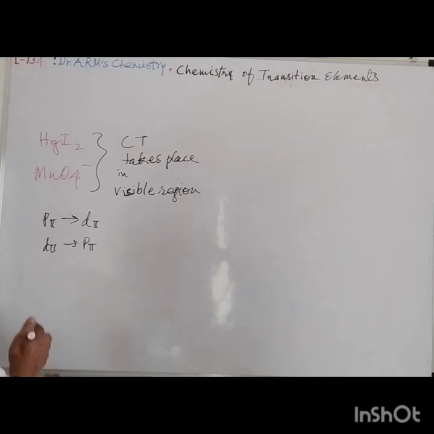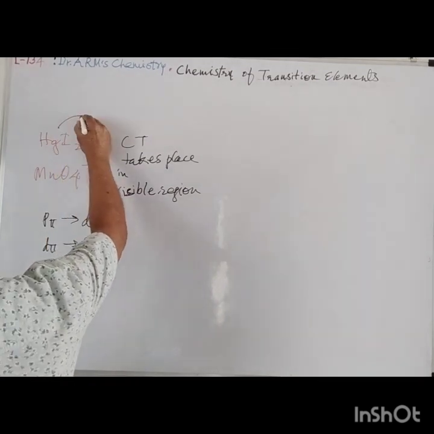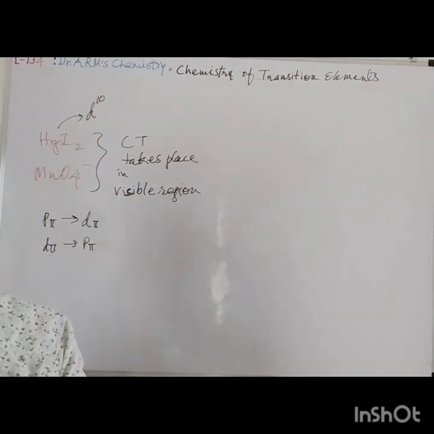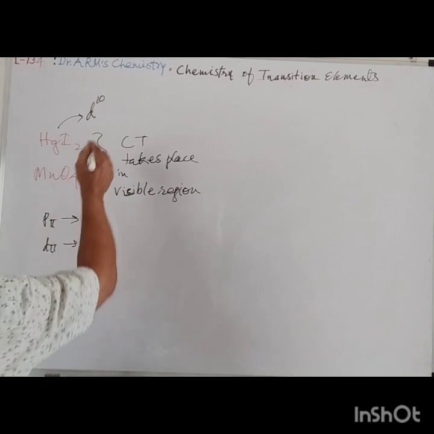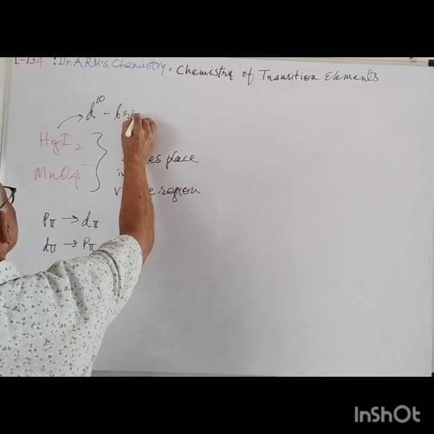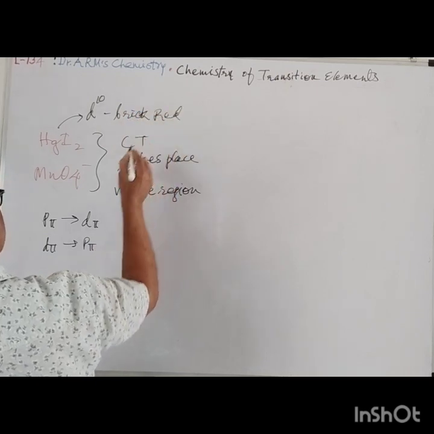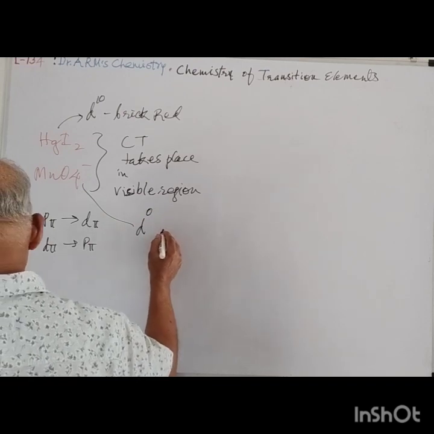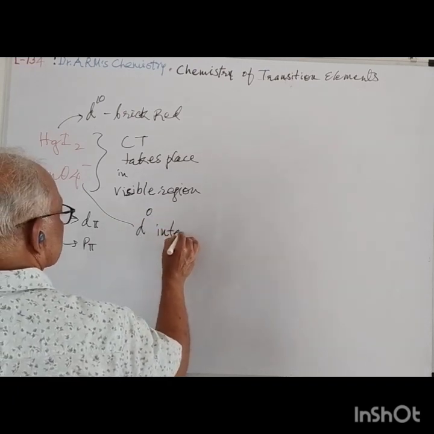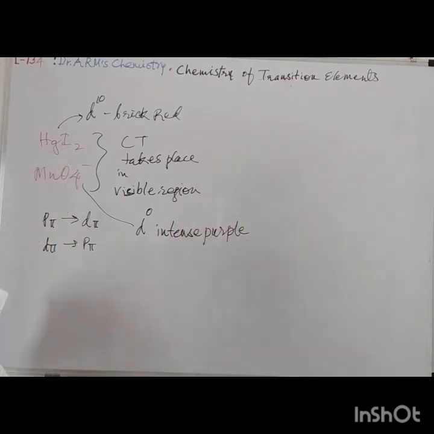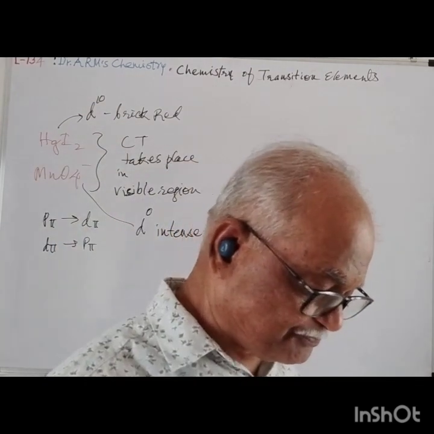So here HgI2 has D10 configuration. The d orbitals are full and it shows a brick red color, whereas Mn has D0 configuration with intense purple color. So in this way, the two substances can be distinguished from each other.